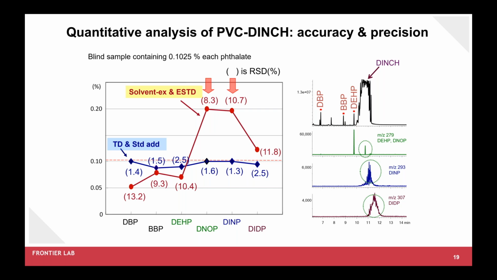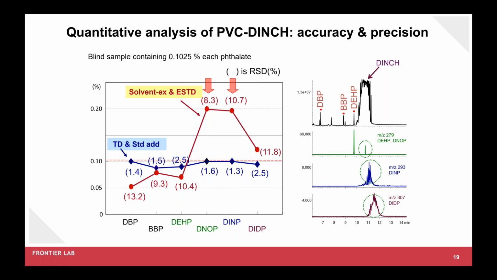And as shown in the ASTM figure here, you can see when solvent extraction was used, phthalates such as DBP, BBP, and DHP had pretty high RSD and lower values than the theoretical value of 0.1%. Also, with the solvent extraction approach, high concentration values for DNOP, DINP, and DIDP result, which is due to the interference from the co-loading with DINCH.